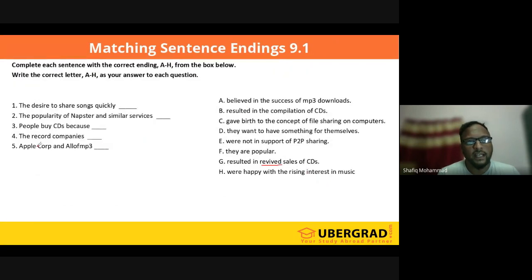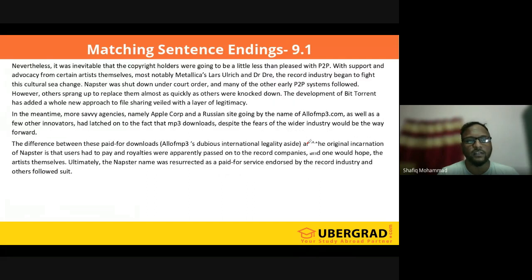Let's see. People buy CDs because. Okay, what did you guys give? Most of you have given, some of you have given A, E also. Actually, it's E. The record companies were not in support of P2P sharing. It is directly there in the fourth paragraph. You can see, this is the fourth paragraph, right? So it is in the first line.